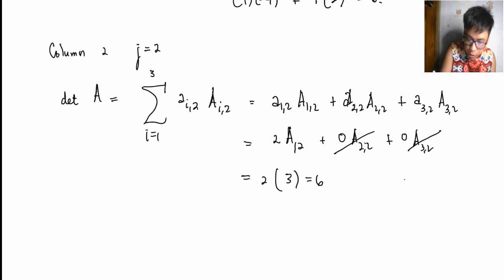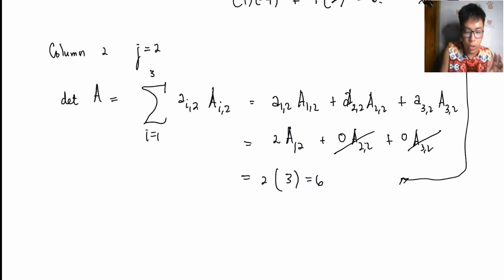So whatever method you use, whether you want to work on a column or a row, it's still the same. You get the same determinant as long as you have the correct computation.